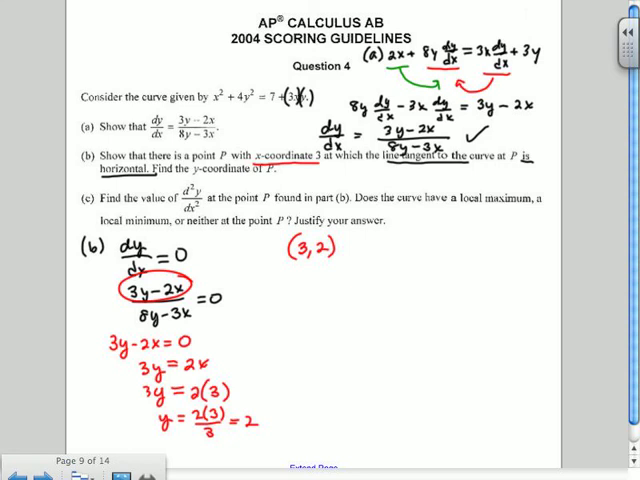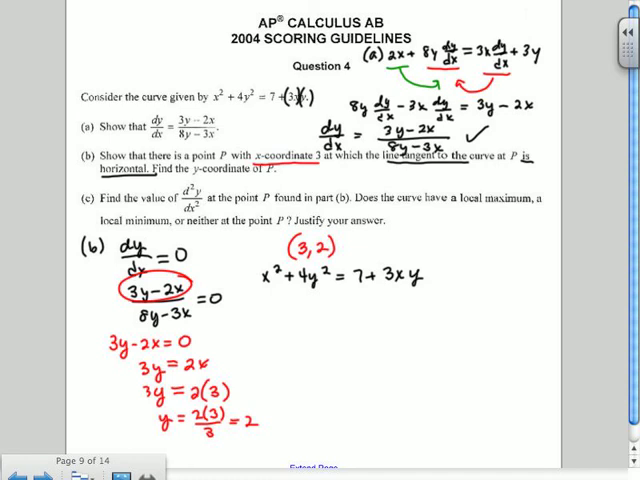Okay, that is a point where your slope is equal to 0. But I don't know if (3, 2) is necessarily on the curve. It might have just worked out nicely on this slope thing, but it may not have worked in our original equation. So I always go back and check. So x squared plus 4y squared equals 7 plus 3xy. Because it's asking you, is there a point? Well, it says show that there's a point. So we need to show that this point is actually on the curve.